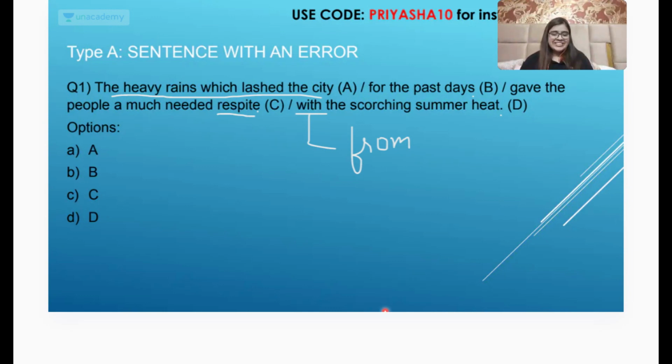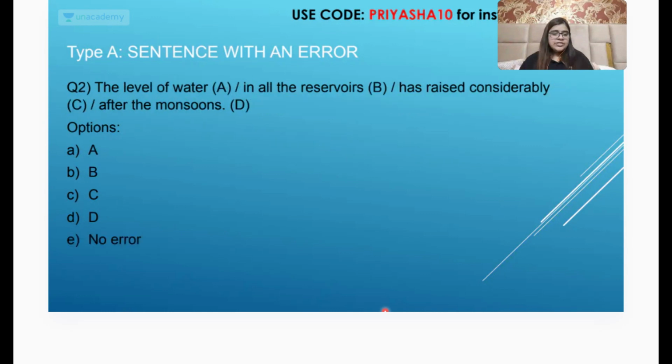Let's move to the next question. This next question will also be a type A, that is, a sentence with an error question. This is an interesting, fantastic question. Question number 2: The level of water in all the reservoirs has completely or has raised considerably after the monsoons.